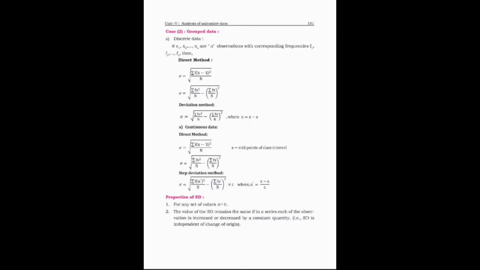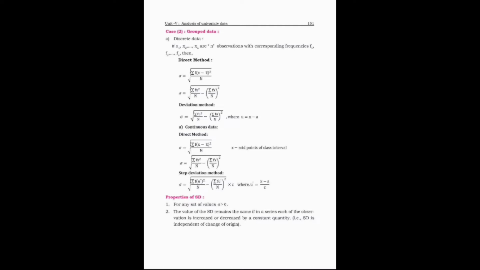Okay. Then the properties of standard deviation. What are the properties? You have to write any two properties. You have to make it compulsory: any two properties of a standard deviation. Then there is one more formula for the combined standard deviation. Sigma is equal to the square root of n1 into (sigma 1 square plus d1 square) plus n2 into (sigma 2 square plus d2 square) divided by n1 plus n2.